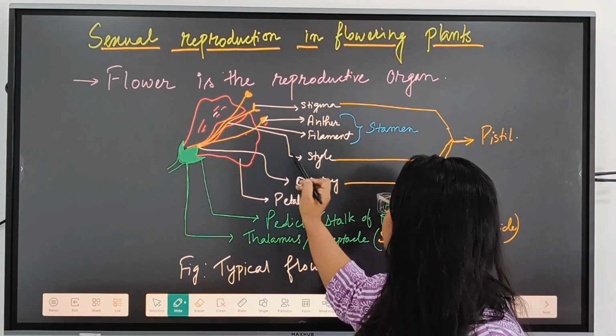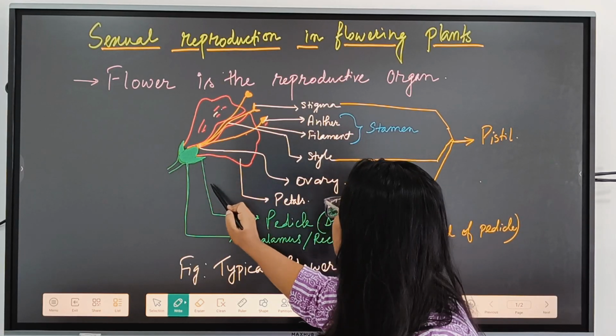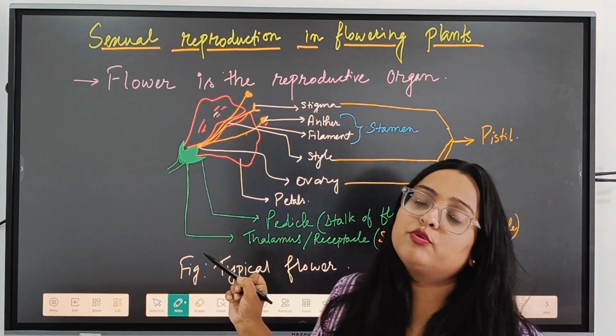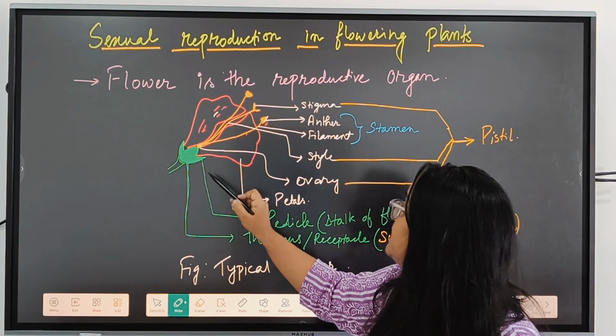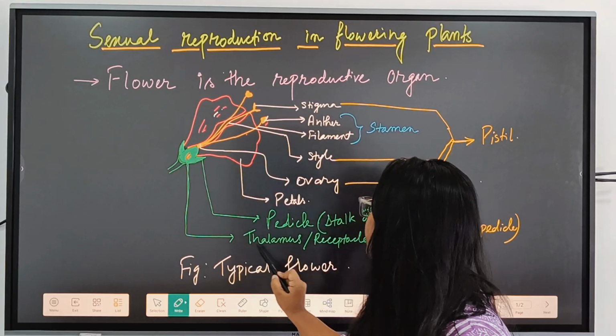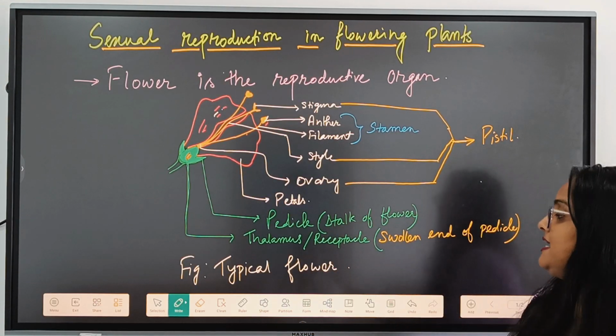And then this one is petals, and this green one is known as pedicle, which is the stalk of flower. And this basal part is known as thalamus or receptacle, the swollen end of the pedicle.